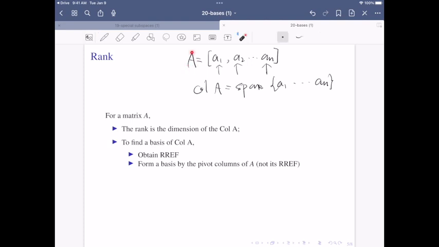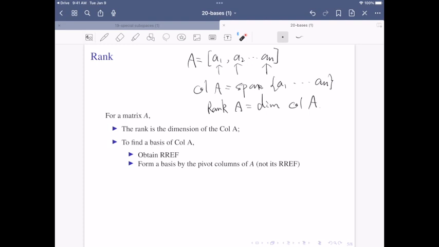Now what is the rank of A? This is the dimension of the column space of A. So the rank of A is the dimension of Col A. So if a matrix A is given and you want to find the rank, then you need to find the basis for the column space of A and count the number of vectors in the basis.